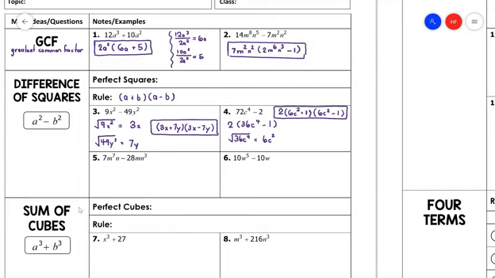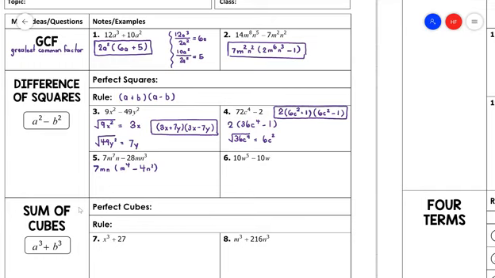Now on number 5, 7 is not a perfect square. If I take the square root of 7, let's see what it is. It is 2.645751, and so on. And so it doesn't give me a whole number. But I know that I can divide 28 by 7, so I'm going to take out a 7 first. And I'm also going to take out my smallest power of m and my smallest power of n. So I'm taking out that GCF, and I'm left with m to the 4th power minus 4 times n squared.